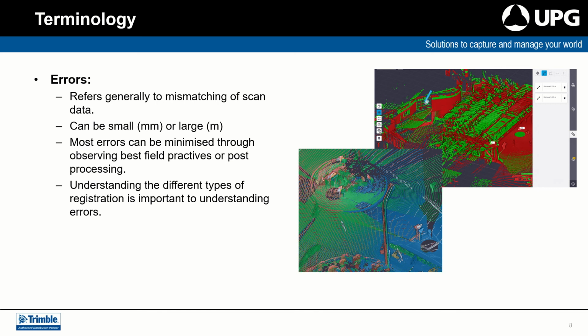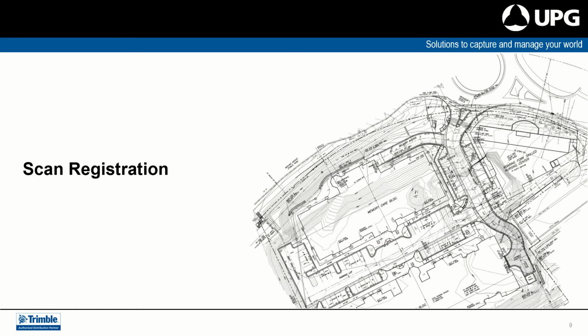Errors generally refer to the mismatch of scanning data. They can be small, as in millimeters, or large, as in meters. Most errors can be minimized through observing best practices in the field or post-processing techniques. Understanding the different types of registration is also important to understanding errors. Errors are not necessarily a massive problem within scanning. Generally, we're talking millimeters, and that is cloud-to-cloud based registration, which we will discuss moving forward. However, if you're seeing meters or other things within scan data, there's generally an indication that something else is going on, and all the scan data should be considered.